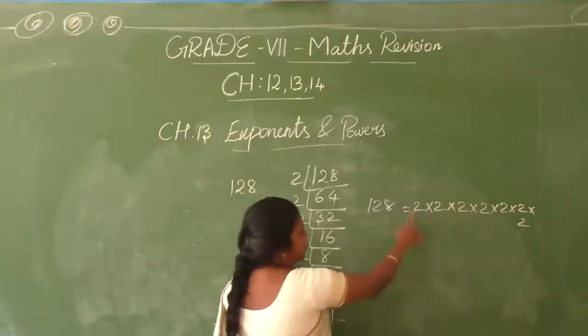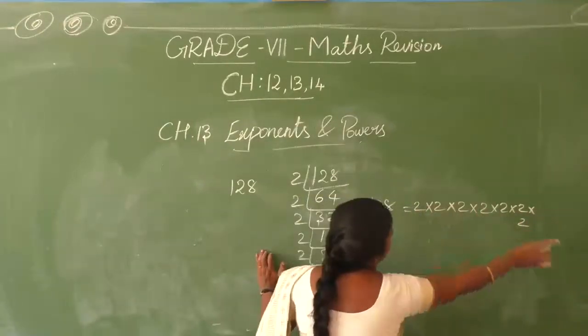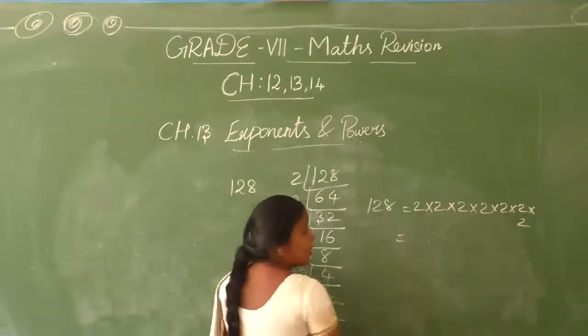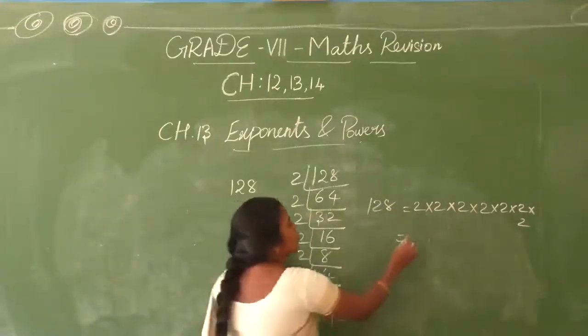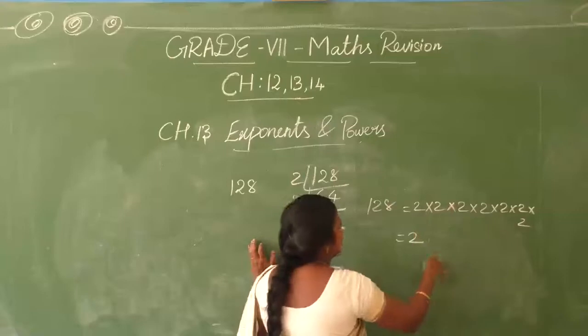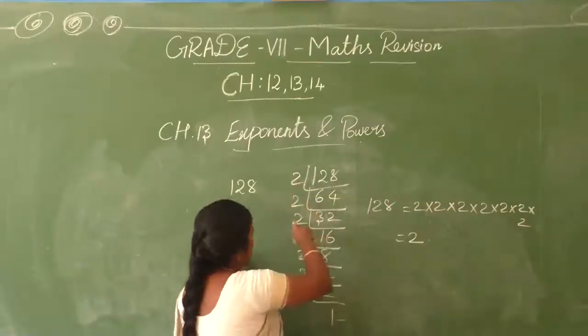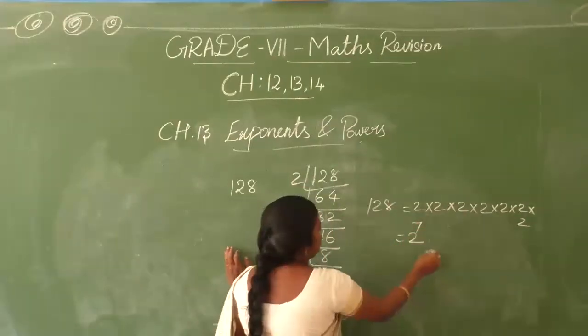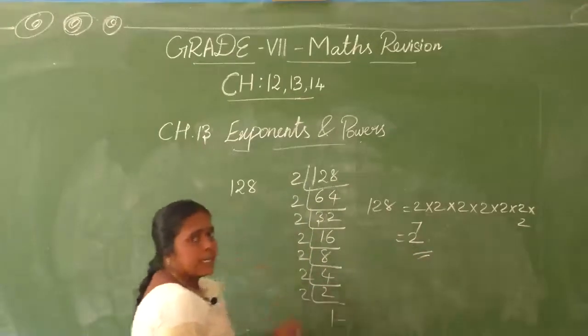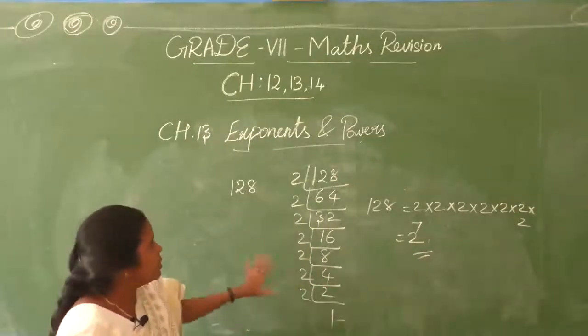Clear? 2 into 2 into 2 into 2 into 2 into 2. Power notation they asked, no? So 2 is multiplied by itself how many times? 7 times. So 2 power 7. This is now exponential form. That's all. So what is given?